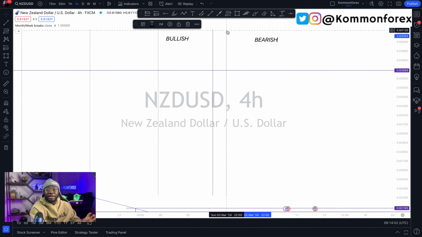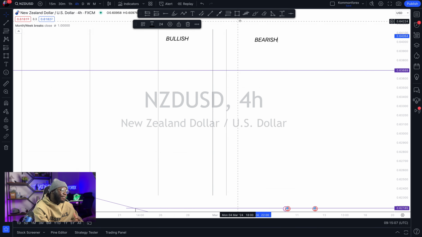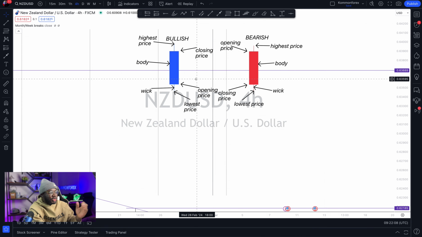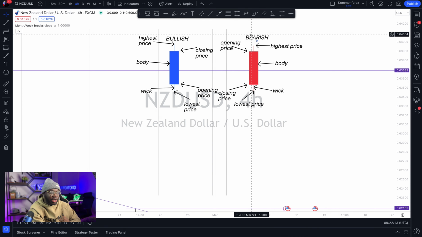So I'm going to be explaining in detail the various parts of the candlestick, how they open, and how they close as well. I'm going to be making the color of the bullish candles blue, and the color of the bearish candles red. So these are the various parts of the candlestick. You see, we have the bullish candle here, and then we have the bearish candle here as well.